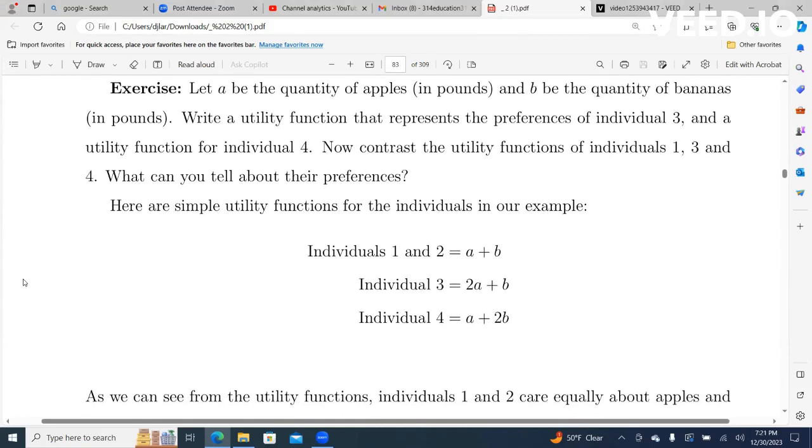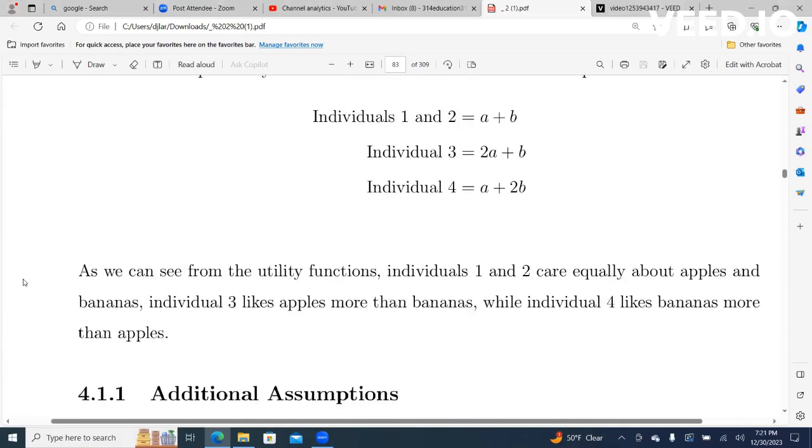So here we go. Like I said, let A be the quantity of apples in pounds and B be the quantity of bananas in pounds. Write a utility function that represents the preference of individual 3. Okay. So 3 wants what? Individual 3 wants apples more than bananas, and individual 4 wants bananas over apples. So literally, if we prefer, make sure that we have it right.